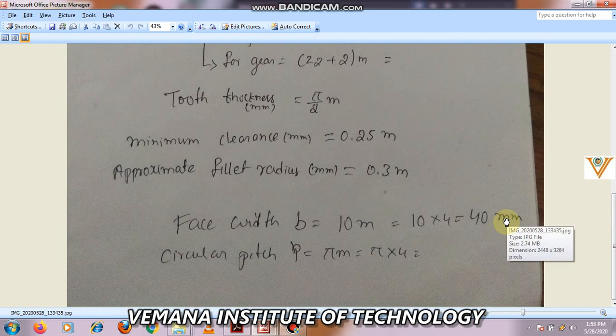In table 23.1, you won't get the face width and circular pitch, so you add them from step 2. In step 2, we had the face width and circular pitch. Copy the same formulas and multiply by the module to get the values. So this is the end of the dimensions, step 3. Thank you.